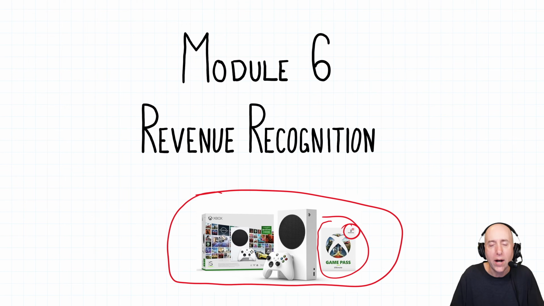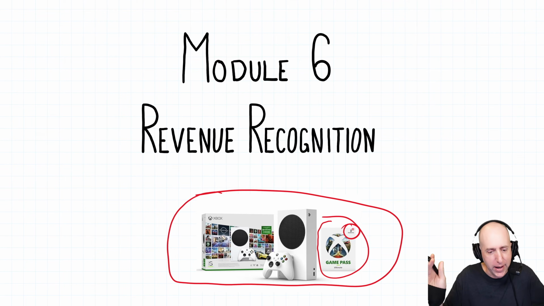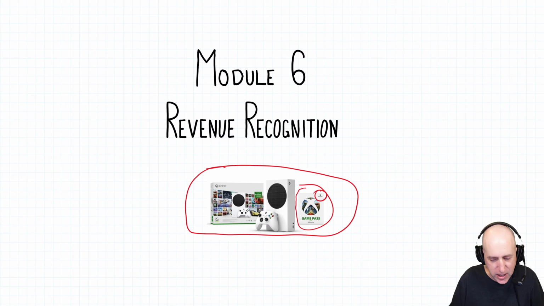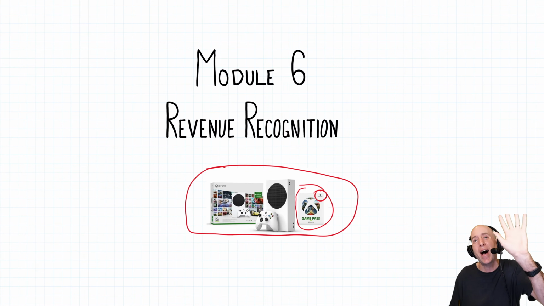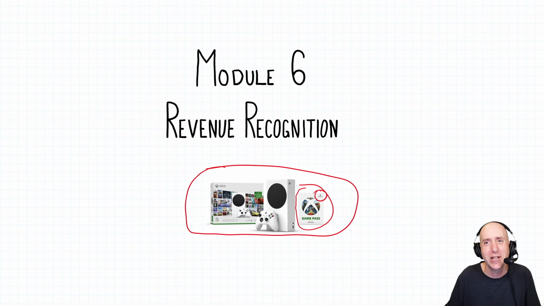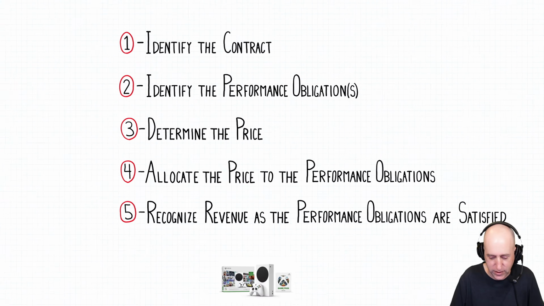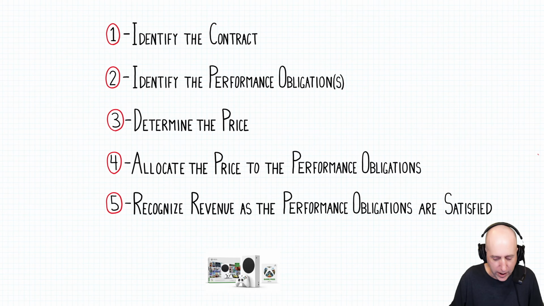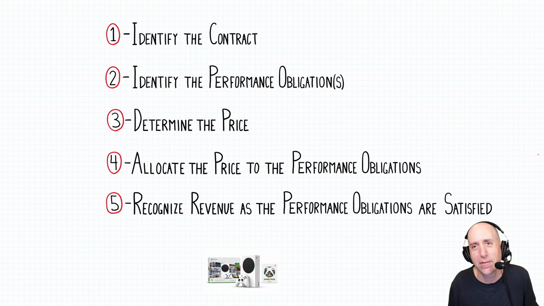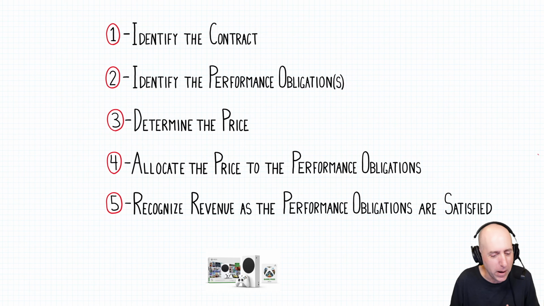So I want to walk you through this example, and to do it in intermediate accounting, we introduce this 5-step revenue recognition concept, and let's take a look at this in 5 steps. So we're trying to figure out how much revenue is getting earned on this Xbox Series S starter pack. So how is Microsoft going to recognize revenue on sales of this product?